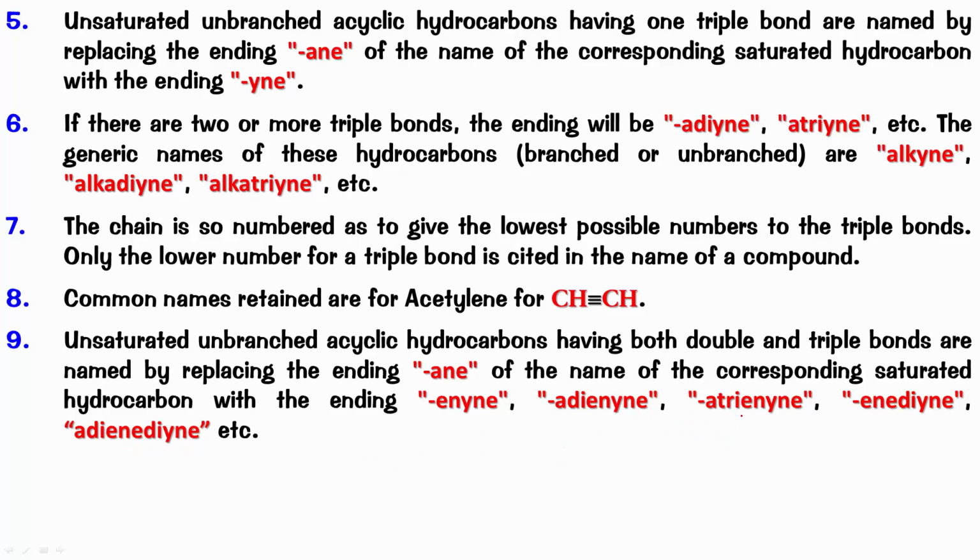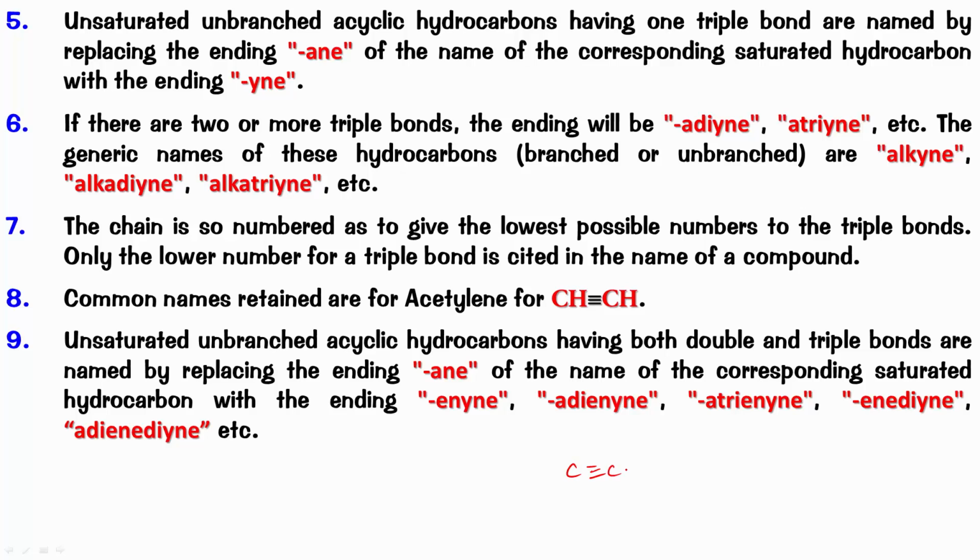The numbering has to be done so that the lowest number is given to double and triple bonds. And it doesn't really matter which one you give the lower number to, as long as the lowest you can give both to the double and the triple bond. The first unsaturated bond must get the lowest number. That's the basic deal. The deal is that if you are going to number it.